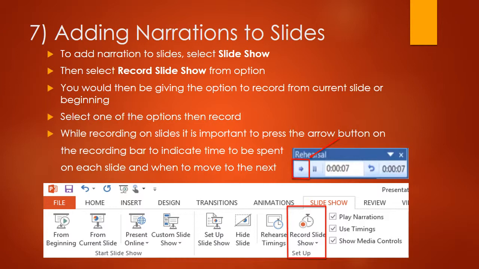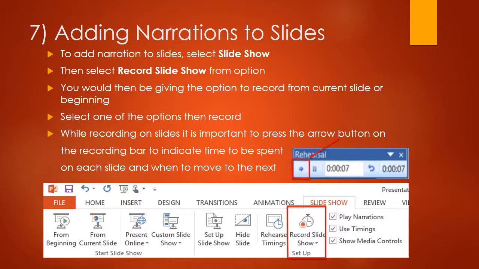Once you select Record Slide Show, you should have the option to record from the beginning or to record from your current slide. So you select whichever option is best for your presentation, and then you start your recording. Now while recording, you should see a box appear in the upper left hand corner of your screen, as indicated on this slide here with the blue box.